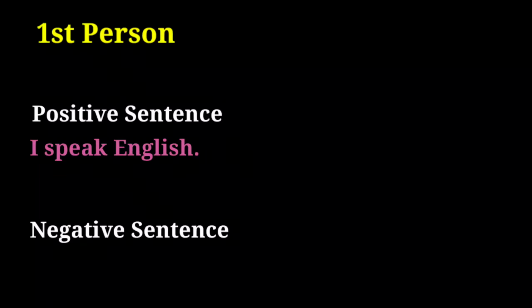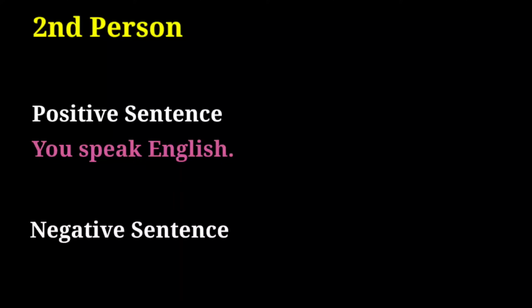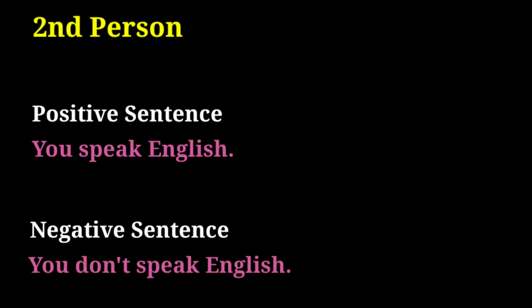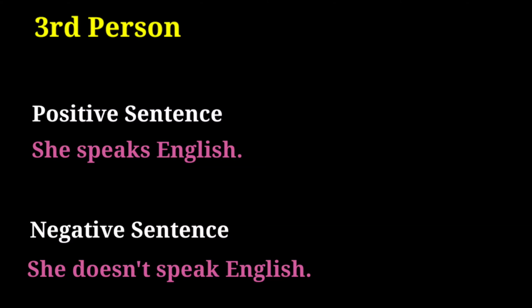If the positive sentence is I speak English, the negative sentence would be I don't speak English. For second person, if the positive sentence is you speak English, the negative sentence would be you don't speak English. And for the third person, we will replace don't with doesn't. So the sentence would be she speaks English, but the negative sentence would be she doesn't speak English.